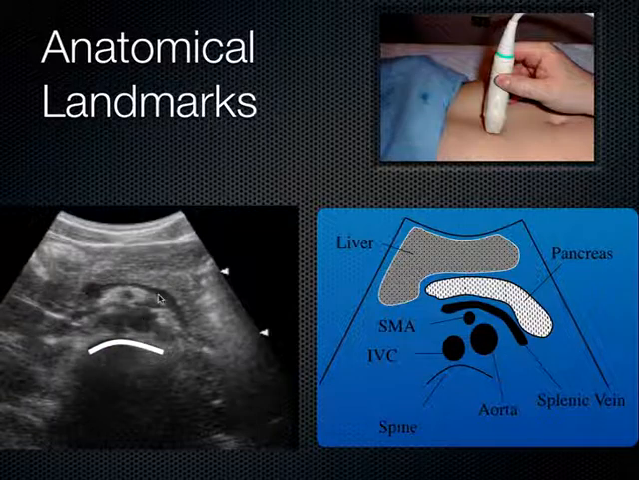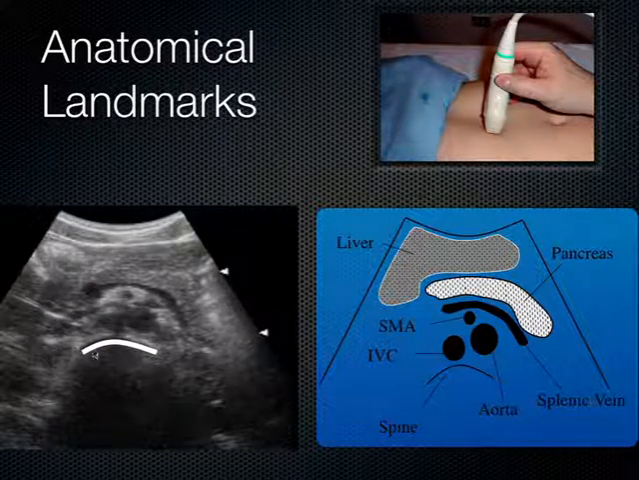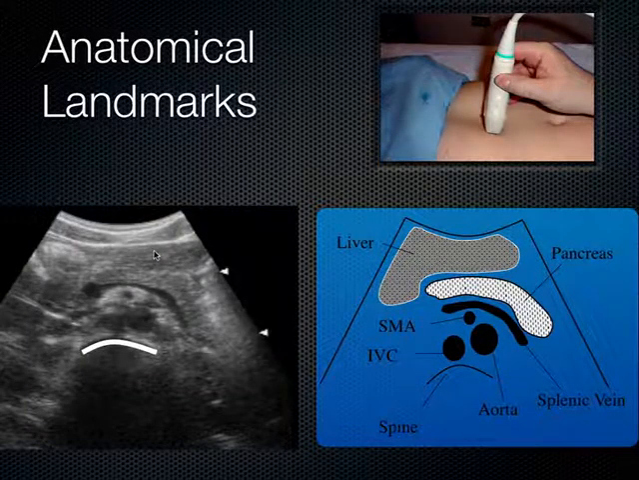Another review of the transverse anatomy, indicator to the patient's right, and we see the spine shadow, aorta, IVC, SMA. Here's that worm of splenic vein crawling over SMA. This is the pancreas with its body and tail down here, liver.